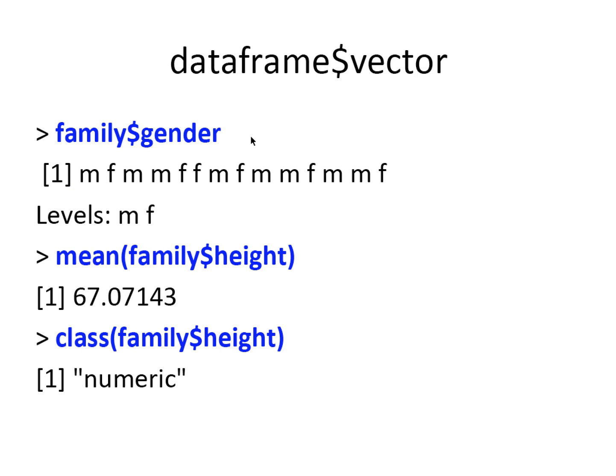To access a variable in a data frame, R uses a $ sign. So this maybe throws you off a little bit when you first see it, but if I want to get the gender variable out of the data frame, I say my data frame is family and I want gender. And it gives the same as what we've seen with fgender. Mean of the height variable in the family data frame, 67.07. Class of the height variable is numeric in the family data frame.